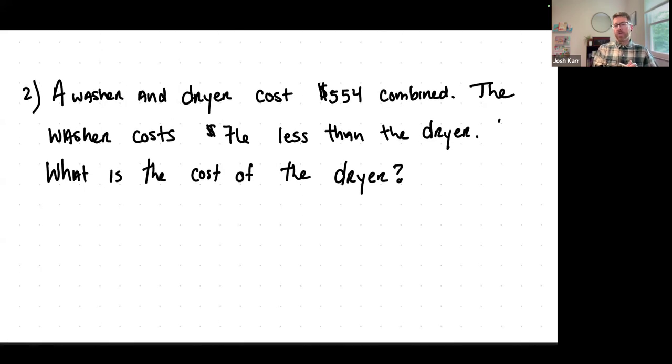I got a second one. Go ahead and give yourself a second to write this down. We've got a washer and dryer that costs $554 combined. The washer costs $76 less than the dryer. What is the cost of the dryer?